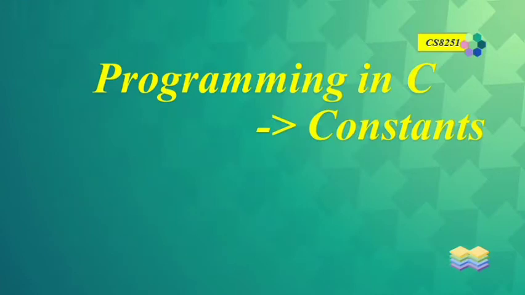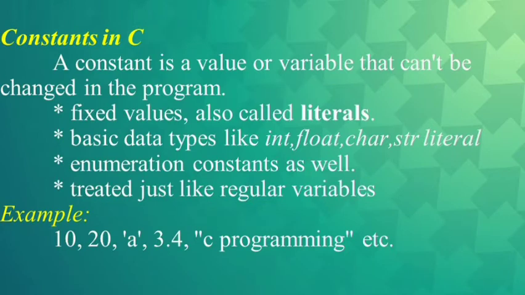The next topic is constants in the C language. A constant is a value or variable that cannot be changed in the program. For example, 10, 20 is an integer constant. A is a character constant. 3.4 is a floating point constant. Then "C programming" is a string constant. These values cannot be changed during the execution of the program.